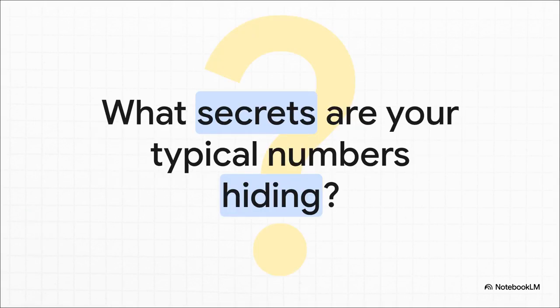Averages neatly organize things, sure, but outliers hide the real story. What secrets are your numbers hiding?